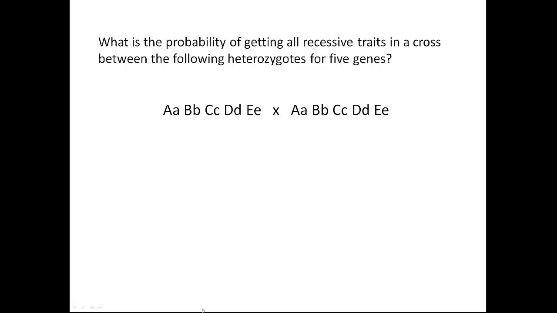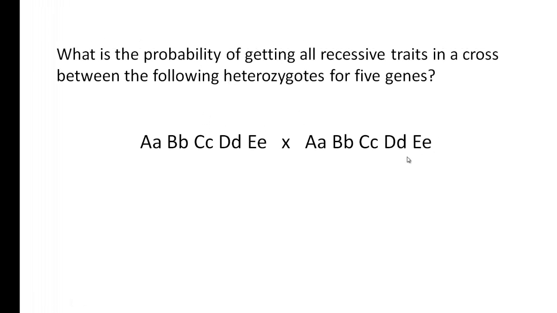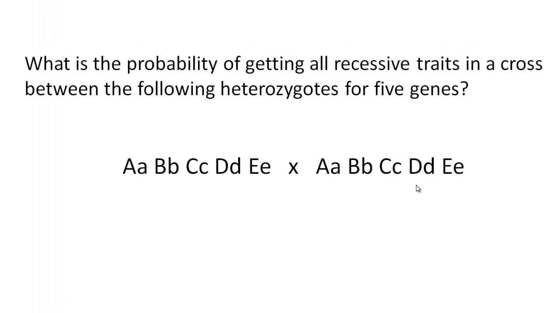Now, I won't lie, the branch diagram does tend to get really complicated when you get a lot of genes that you're considering. But we can use this approach to very easily answer more directed questions. So here is a cross between two hybrids looking at 5 different genes. And the question is, what is the probability of getting all recessive traits in this cross? Now this looks really tough if you're thinking about doing a Punnett square, but using probabilities it's actually quite easy.